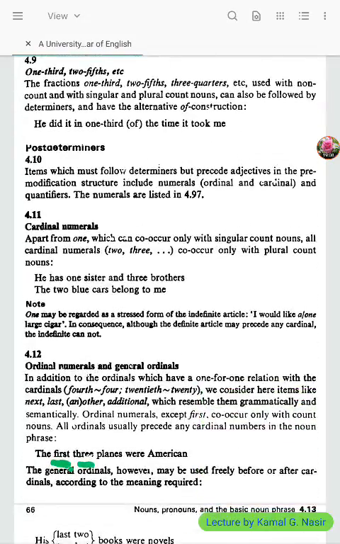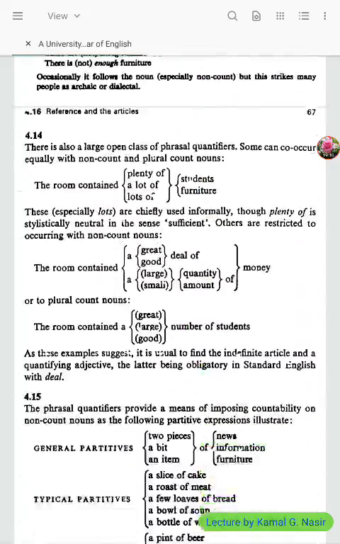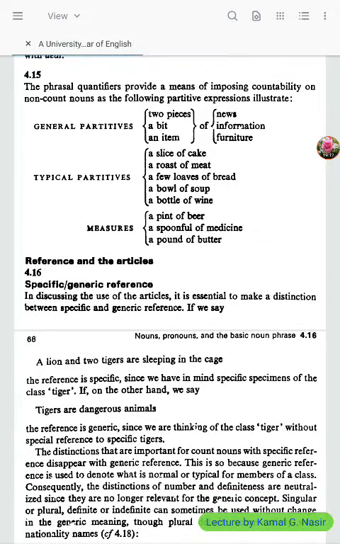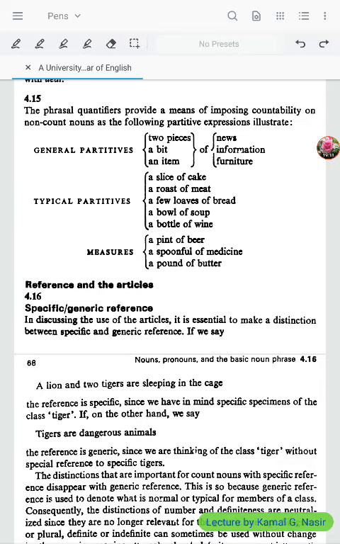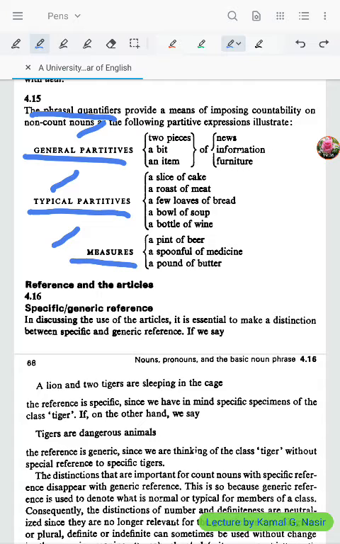Good. Now we come to the types, or the classification, of the phrasal quantifiers. Phrasal quantifiers are classified into these types: general partitives, typical partitives, and measures.